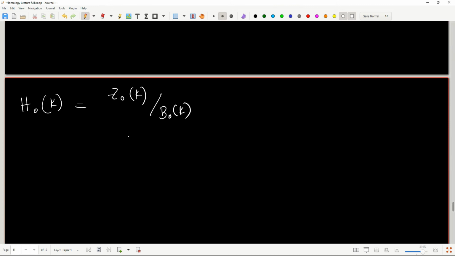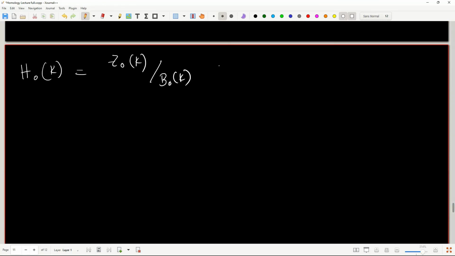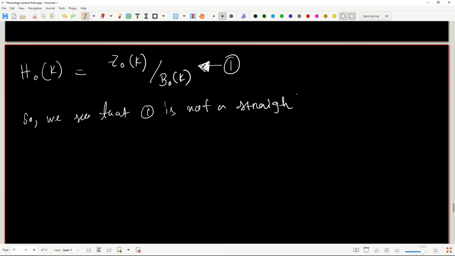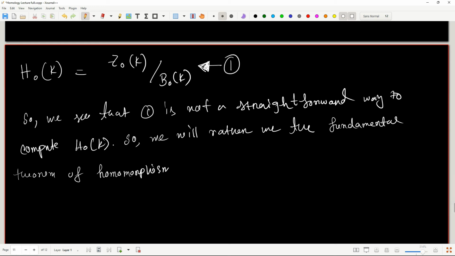But you will realize immediately that this is not a straightforward procedure, right? Because so far we don't have anything useful that will actually help us in computing the zeroth homology group using this formula or prescription. So this is where we will use the fundamental theorem of homomorphism. So let's call this one. We see that this is not a straightforward way to compute H0 of K. So we will rather use the fundamental theorem of homomorphism to compute it.